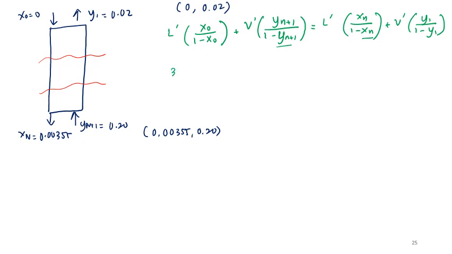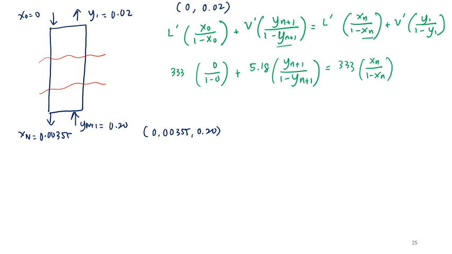333. So 333 times xn over 1 minus xn. V prime you know also, 5.18. So these are the unknowns. Equals 333 xn over 1 minus xn plus 5.18 times 0.02 over 1 minus 0.02. So this one is 0. Okay, so here if you find out the coordinate, it needs to be between these two values, for x and y.